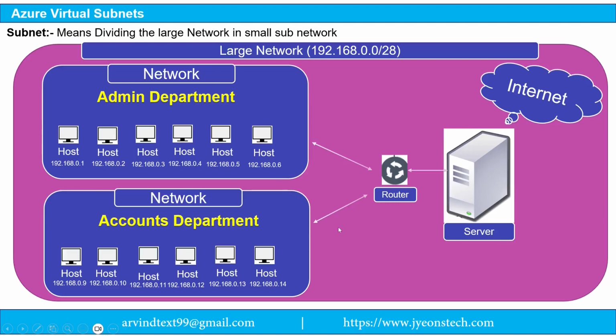Let's see what the advantages are of dividing the large network into small networks. It improves network performance and speed. It gives more control over network management. It also improves network security. So these are the advantages of subnetworks. Now let's see how to divide these subnetworks.